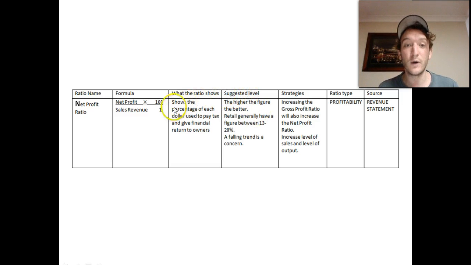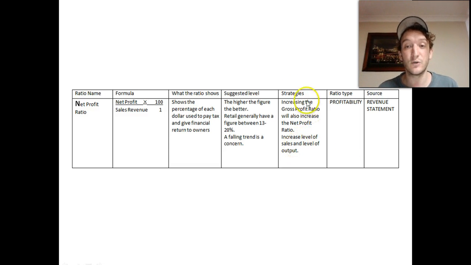Okay, the suggested level that it should be at depends on the industry that the business is operating in. And if you look at different textbooks, you're going to get different info on this. But retail generally has a figure between 13 to 20%. But who knows what industry you're going to be asked to calculate on. A falling net profit ratio is a concern. The same with the gross profit ratio.